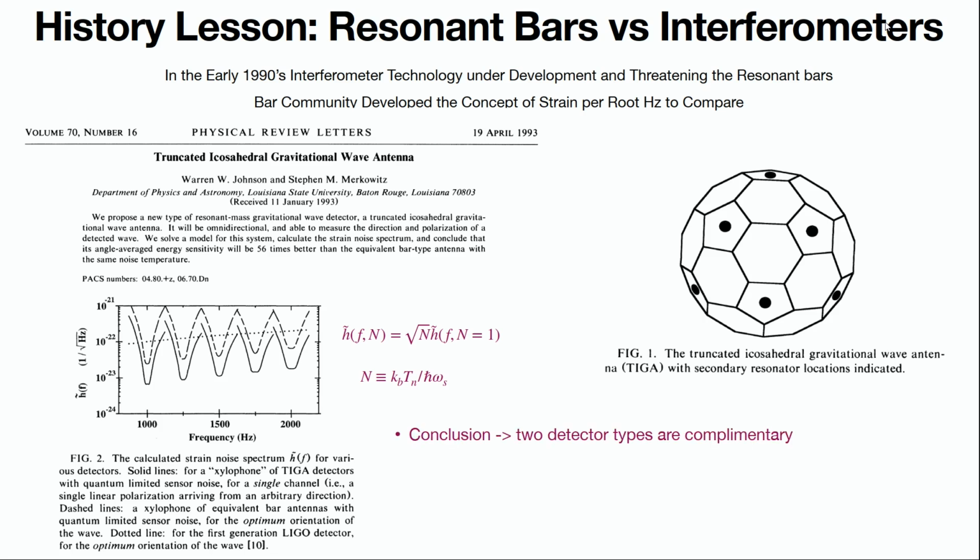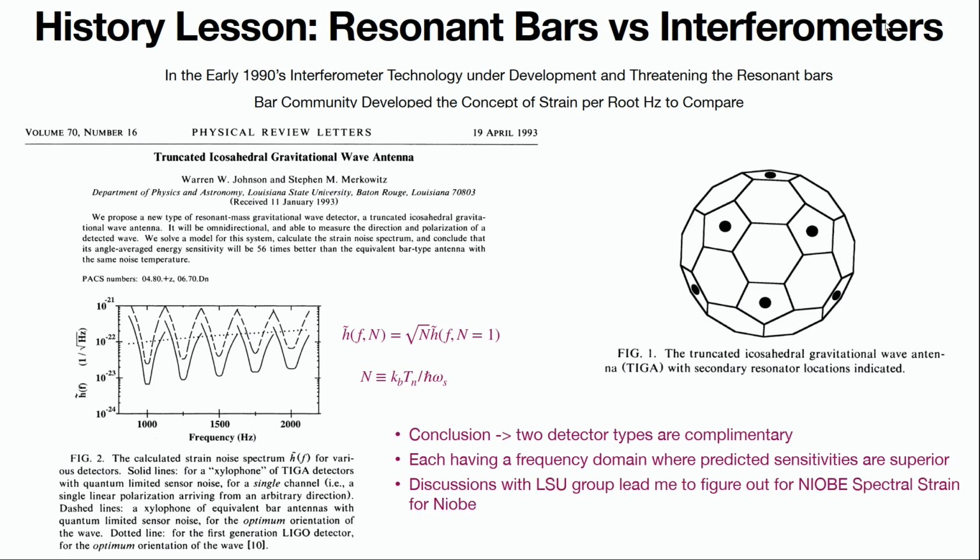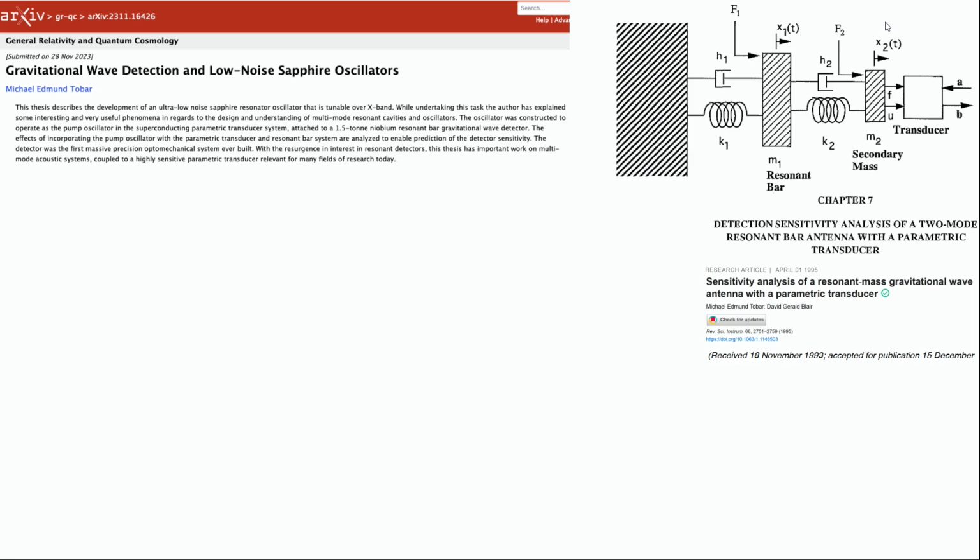And the conclusion was that the two types of detectors are complementary, and that each have a frequency domain where predicted sensitivities are superior. Maybe we're there today with high-frequency gravity waves too. We've got some broadband and we've got some narrowband techniques. And discussions with the LSU group led me to figure out all of this for Niobe. So this was very interesting.